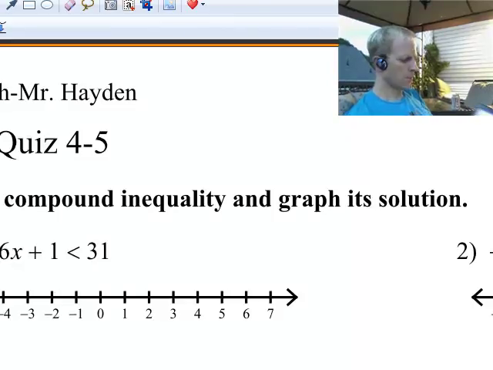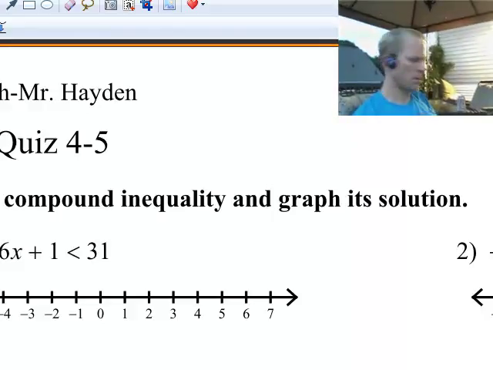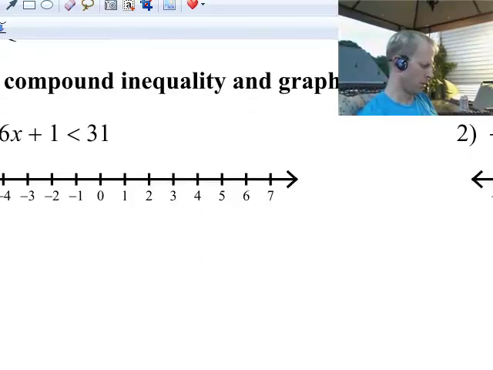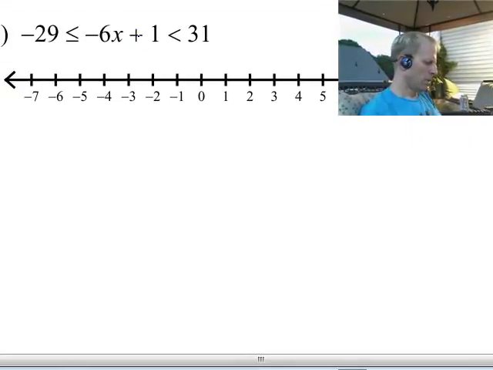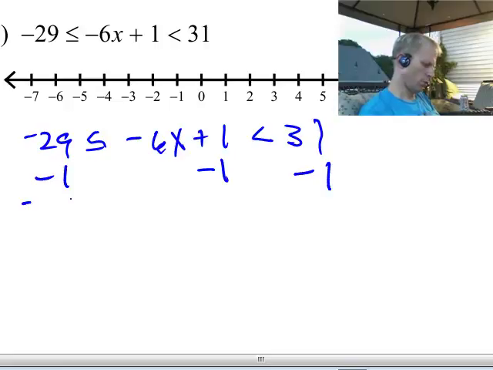In this screencast, I'm going to solve some inequalities, which you'll probably be seeing on quiz 4-5 tomorrow. So let's go to it. Alright, here we have an in-between inequality. To solve an in-between inequality, I need to isolate the variable in the middle. So that means I'm going to have to subtract 1 from all three sides.